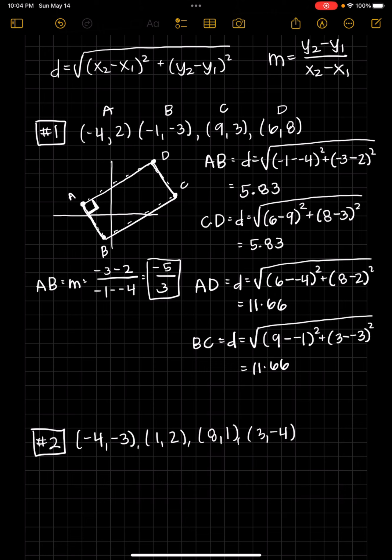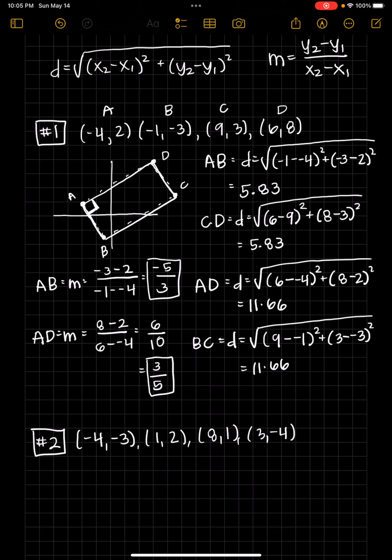Now let's go to the slope from A to D. And I would have 8 minus 2 over 6 minus negative 4, which would give me 6 over 10. When I simplify that, because I can divide both top and bottom by 2, I end up with 3 over 5. So here's my slope there. So I have a negative 5 over 3 and a 3 over 5.